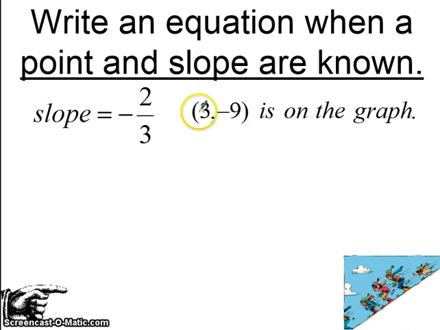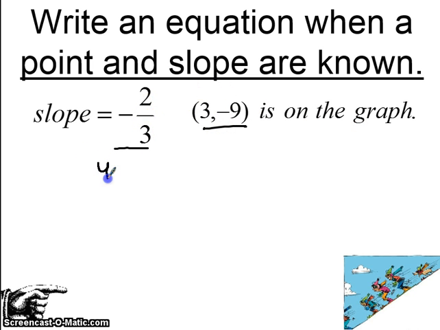Let's do one more example when we know a point and a slope, and then we'll move on to how we can use it when we know 2 points. So here in this information about a relationship, we know a point and a slope. So we can use point slope form to write an equation.